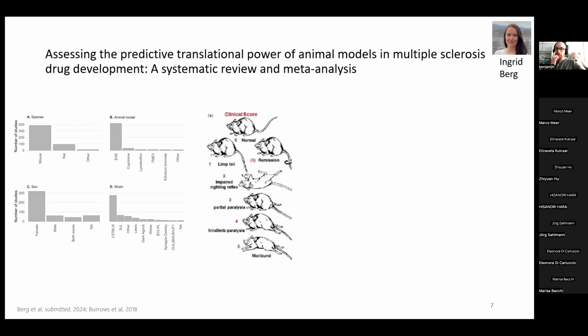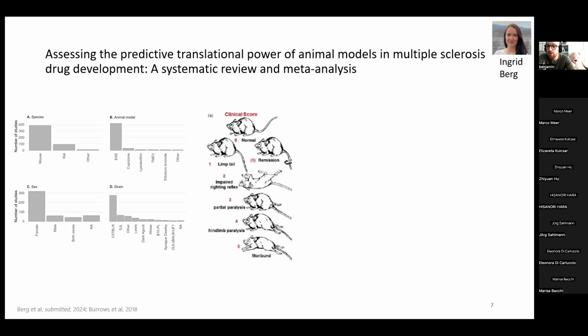The second thing we looked at is the effect sizes. So one thing we hypothesized, or we thought could be true, is maybe drugs which are nowadays used in clinical practice, maybe these drugs have stronger effects in the animals compared to drugs which failed later. So that was our hypothesis.